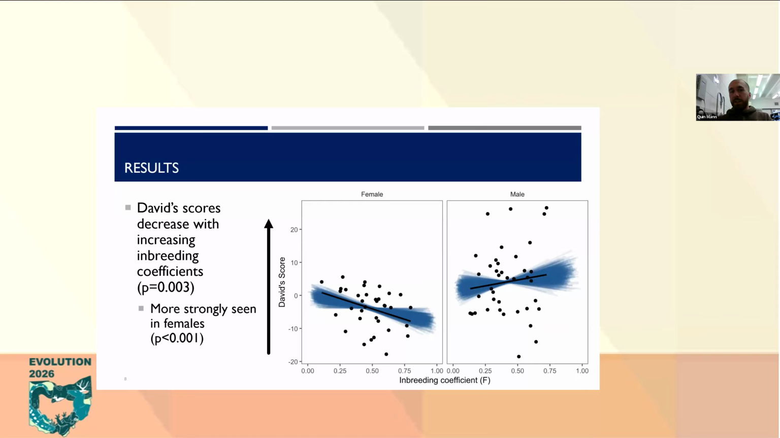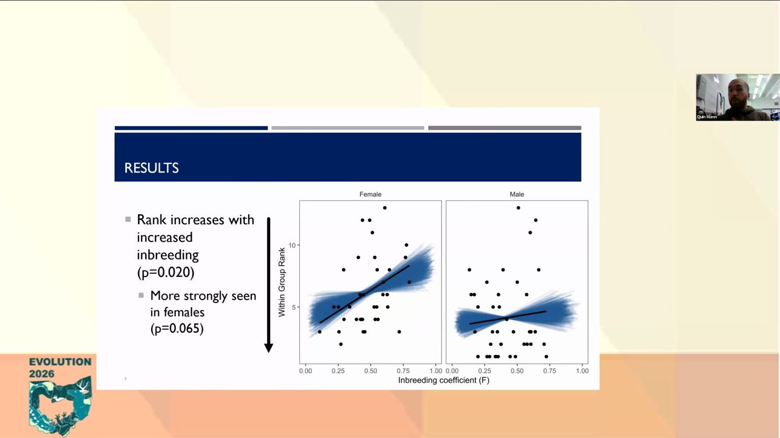But we also looked at the interaction between sex and inbreeding coefficient. And we saw that in females, this trend holds true. You can see it in the figure on the left there. But in males, we see that there seems to be an almost reversal of the trend. There's a lot of uncertainty in our estimates. Those blue bars in the background are the simulated values. While the trend seems to go upward, it's hard to say for sure which direction it's going. So we're not confident that inbreeding impacts dominance in males, but we can clearly see that this is the case in females.